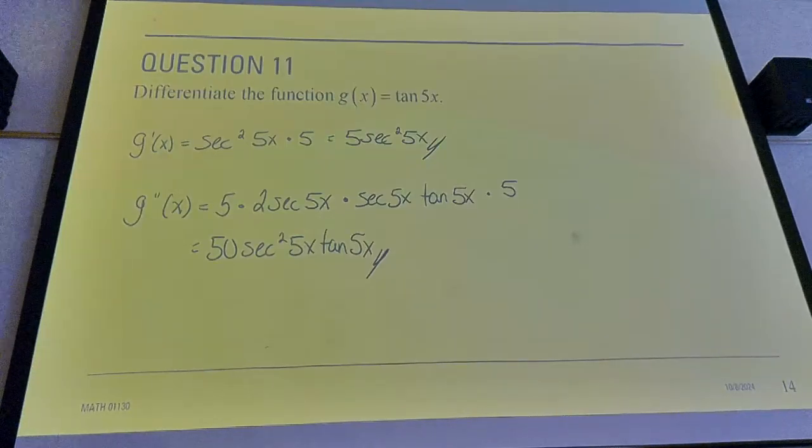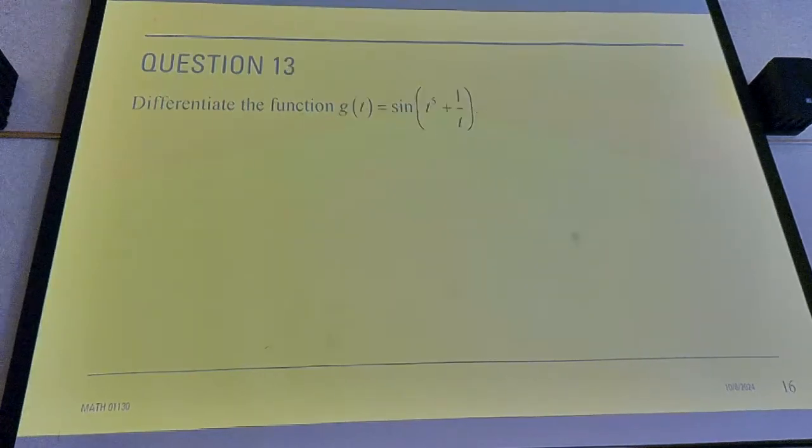And then you could take the third derivative. We can, or that's a question for us to do, which would be a product. But we won't do it.